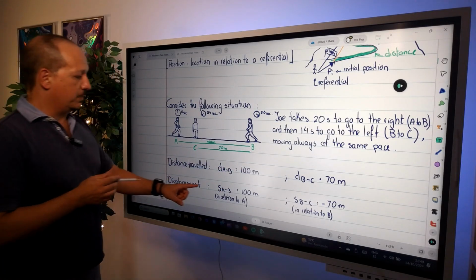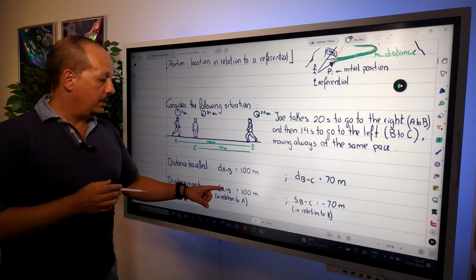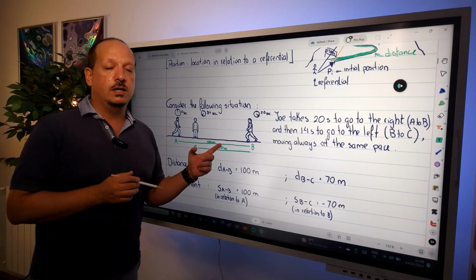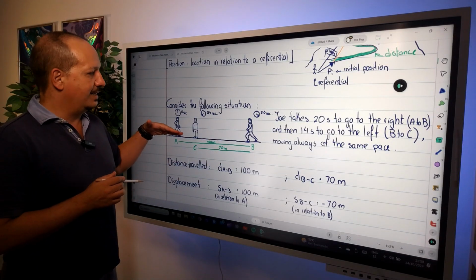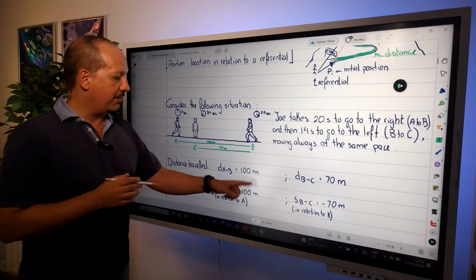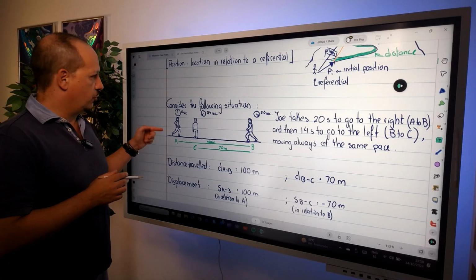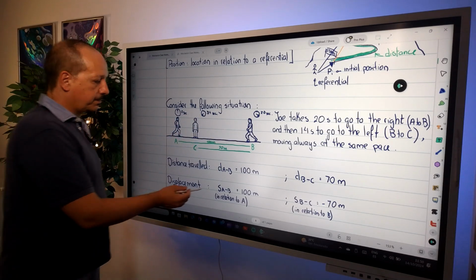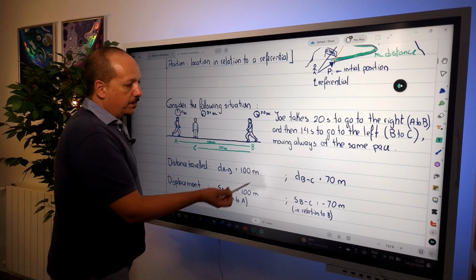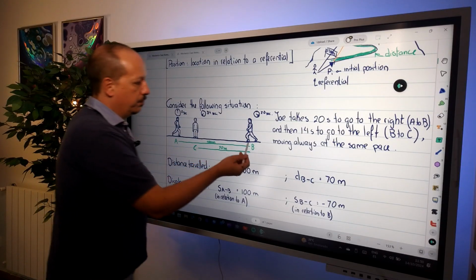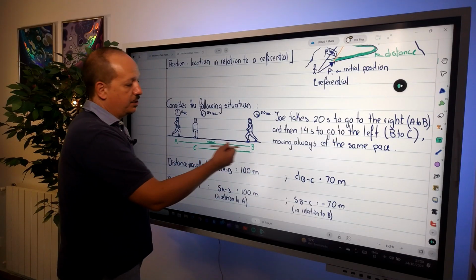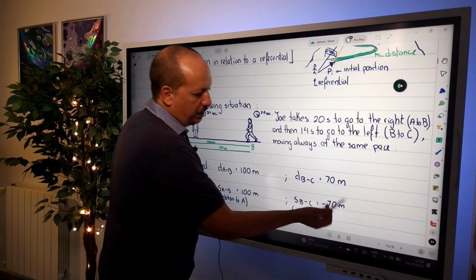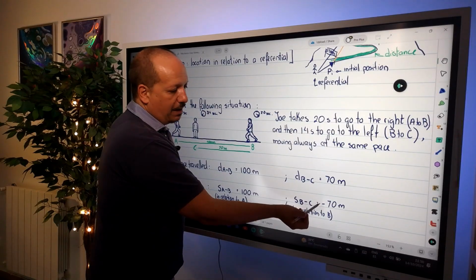What about the displacement? The displacement from A to B, it's also 100 meters. See, here's the situation I was mentioning a little while ago, in which the distance and the displacement may have the same value. Joe only moved in a straight line in one direction. And what about from B to C? From B to C, the distance traveled was 70 meters. What about the displacement? If you look over here, it seems the same, but here you have a minus.